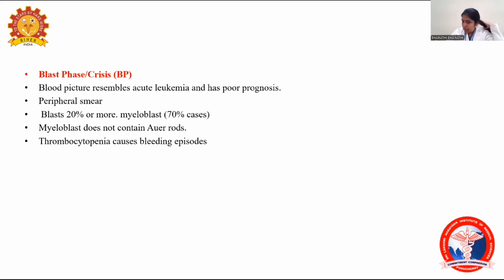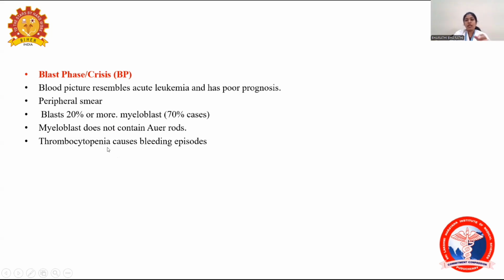Moving on to the blast phase or blast crisis, the blood picture resembles acute leukemias and it has a poor prognosis. Sometimes it will be confusing whether it is acute or chronic because the blast will be more than 20% in the peripheral smear. And myeloblast in this case does not contain Auer rods, whereas in acute leukemia myeloblast you will see Auer rods in it, which is nothing but a cytoplasmic inclusion. Here generally you don't see Auer rods in the cytoplasm, very rarely you can see.